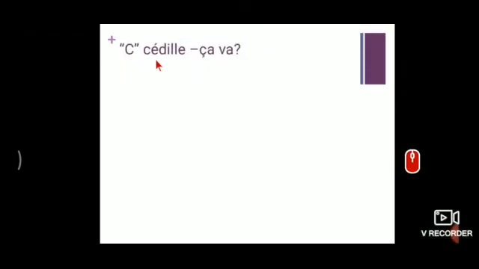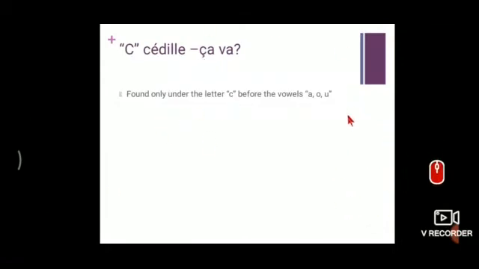So next is cédille. This accent only falls on the letter C. This accent only affects the letter C; no other letters are affected. And the sound of cédille is just like the sound of a snake. It is found only under the letter C before the vowels A, O, U. So you can just take it that it is found in the letter C alone. Okay.